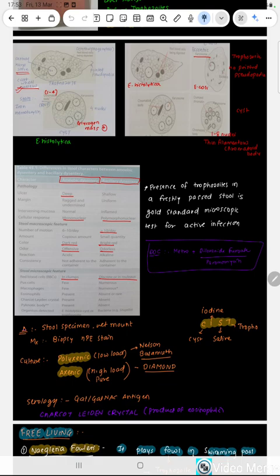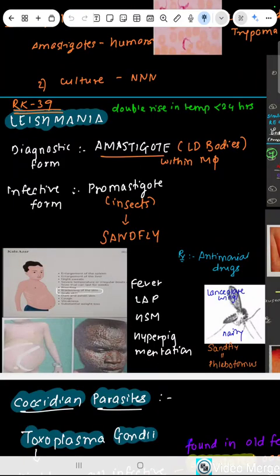And as I said, the drug of choice remains metronidazole, and for the intraluminal amoebicide, diloxanide furoate or paromomycin is used. Next is Leishmania. Leishmania causes leishmaniasis, kala-azar. So the diagnostic form is going to be the amastigote. There are only two forms, amastigote and promastigote, where the infective form is the promastigote, and it is given by the sandflies.